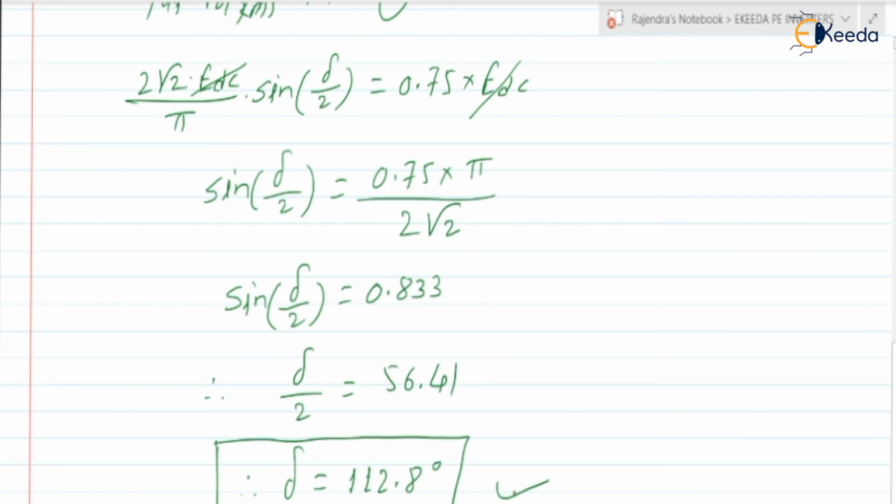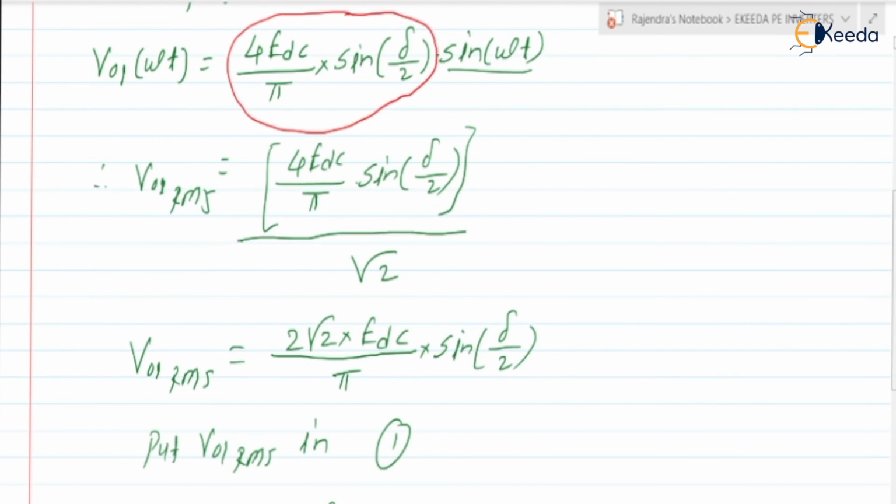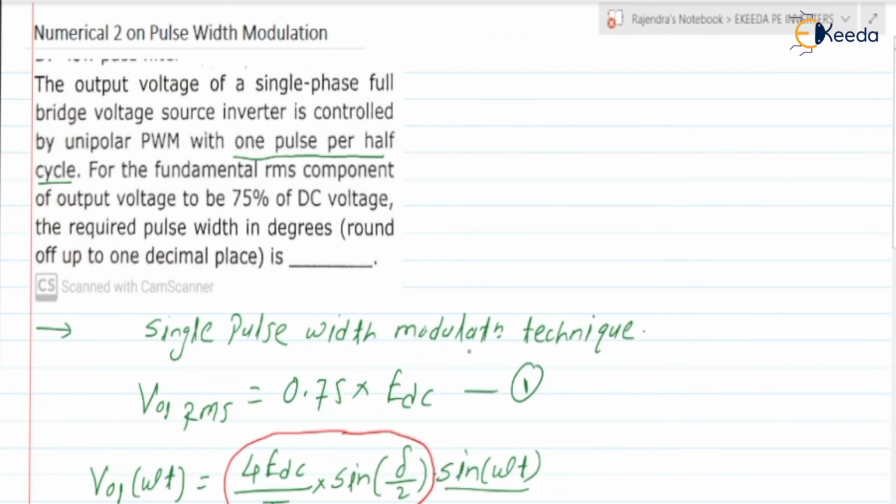112.8 degrees. Is this clear? So this is about the second numerical related to pulse width modulation technique. In the next video we are going to discuss the third numerical. Thank you.